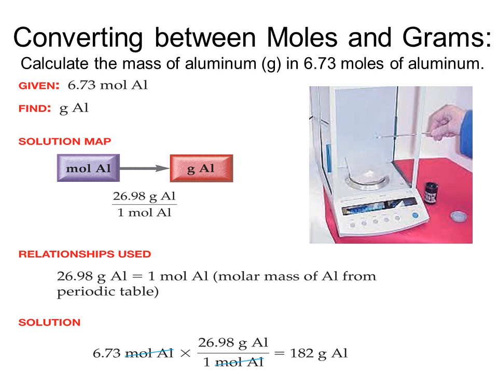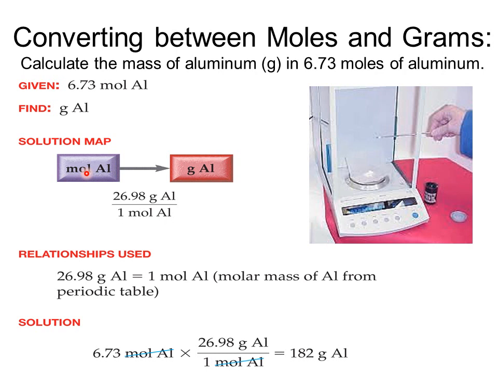Can we convert between moles and grams? This is something you're very often asked to do in the lab. Here I'm showing someone weighing out a specific amount in grams, but they want a certain number of moles. Calculate the mass of aluminum in 6.73 moles of aluminum. Given the moles, what you want is the grams.